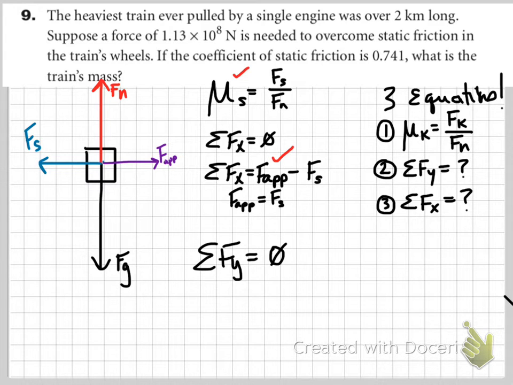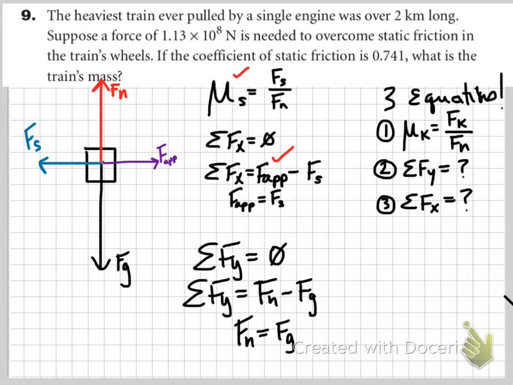We know that on the y-axis, the sum of forces is equal to 0, and it's Fn minus Fg. Fn equals Fg, and of course, Fg is really just mg, so Fn equals mg. Now, you could solve each piece one at a time, but I'm going to really strongly recommend that you do the substitutions. So let's just see what that looks like.